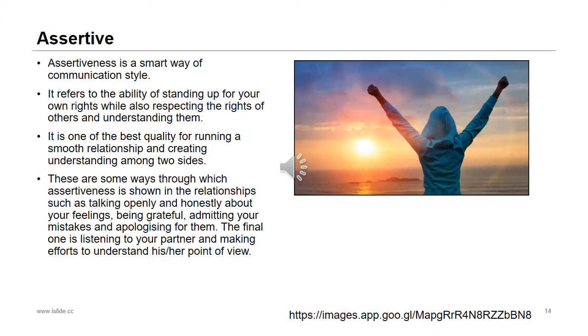Assertive. Assertiveness is a smart communication style. It refers to the ability of standing up for your own rights while also respecting the rights of others and understanding them. It is one of the best qualities for running a smooth relationship and creating understanding between the two sides. These are some ways through which assertiveness is shown in relationships. The first is talking openly and honestly about your feelings. Second is being grateful. Third is admitting your mistakes and apologizing for them. And the final one, which is most important, is listening to your partner and making efforts to understand his or her point of view.